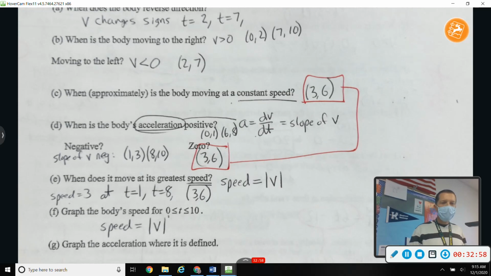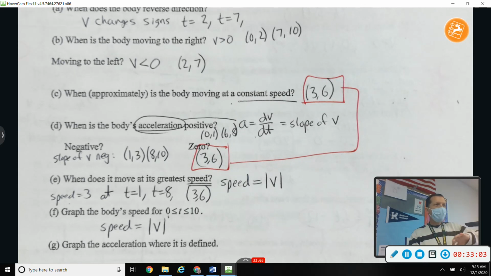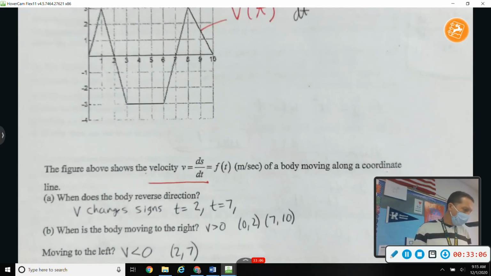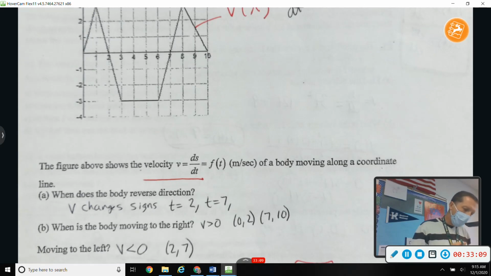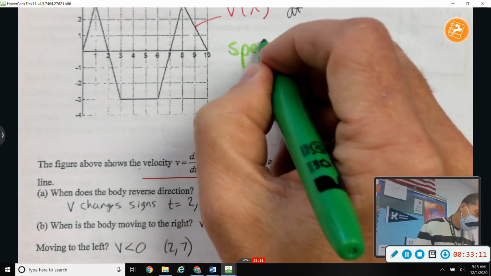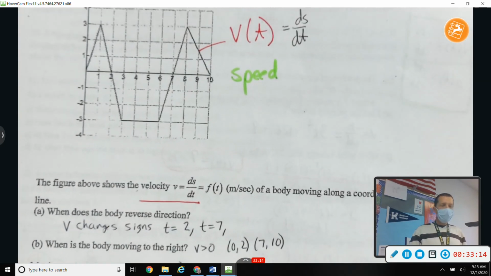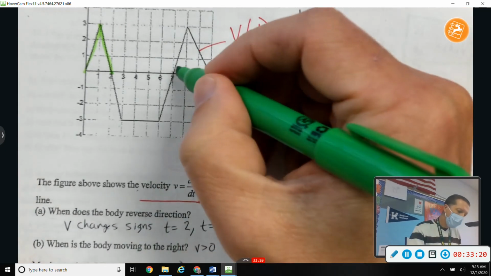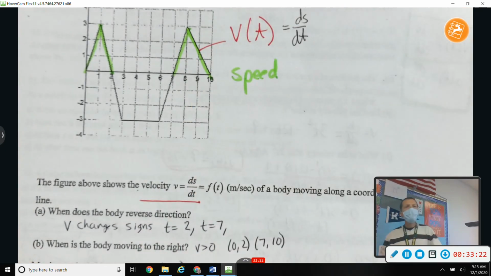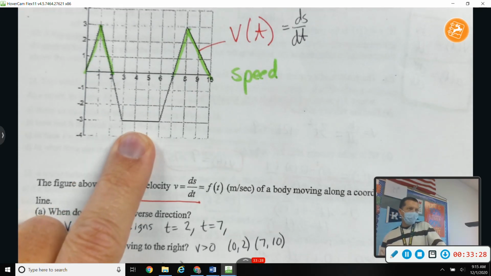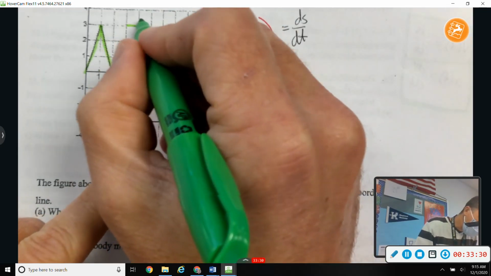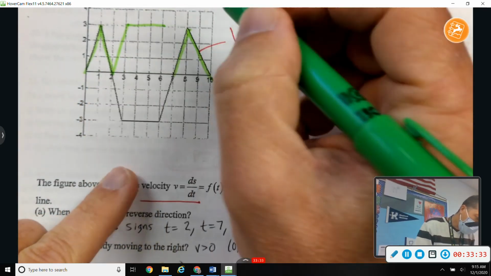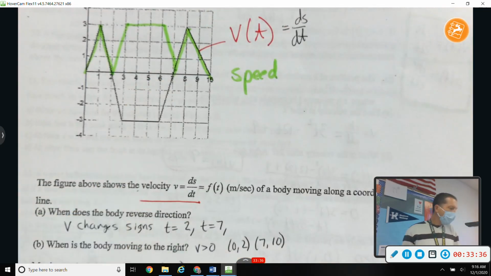Graph the body's speed for 0 to 10. Well, speed is absolute value of velocity, so anything negative just becomes positive. So if I want to graph the speed, and I'll graph it in a different color, anything that's positive velocity, that velocity and speed are the same thing if you're positive. So that's the easy parts. But if my velocity is a negative 3, that means my speed is a positive 3. And I can kind of just connect the dots. So there's the speed.